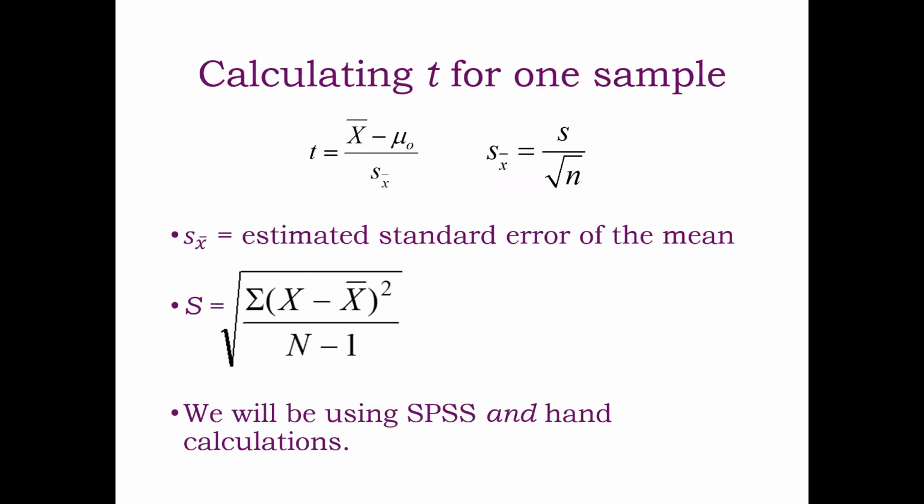So how do we calculate T for one sample? Well, it's very, very similar to calculating Z, right? This is just the estimated standard error of the mean, since we don't know the actual one, right?